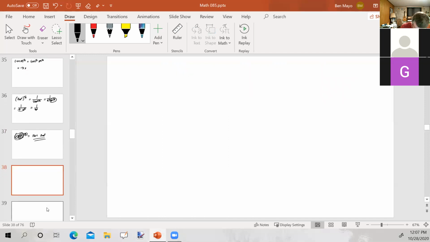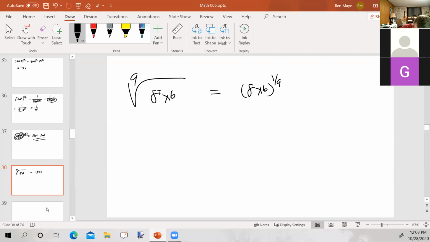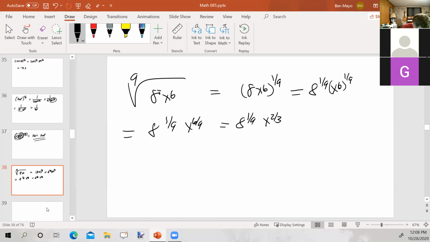All right. How about the ninth root of 8x to the sixth? So that would be 8x to the sixth to the 1/9 power, which is 8 to the 1/9 x to the sixth to the 1/9, which is 8 to the 1/9 x to the 6/9, which is 8 to the 1/9 x to the 2/3.